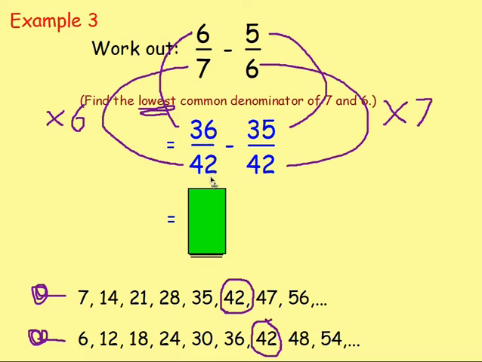We've got 36 over 42. We're taking away 35 over 42. So it's how many 42ths we have left. So 36 take away 35 would give you 1, and that would be over the 42. The denominator would just stay the same. So it would be 1 over 42 for our answer.